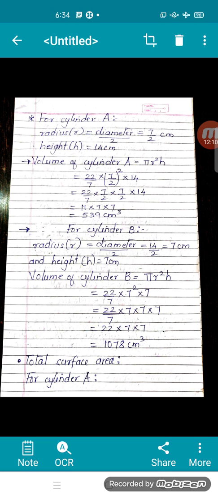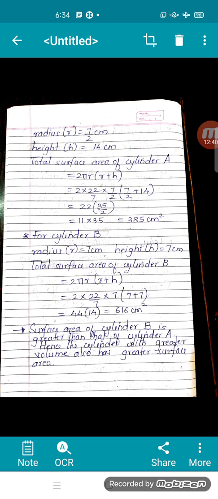For cylinder B, radius is equal to diameter upon 2, 14 upon 2 is equal to 7 centimeter, height is 7 centimeter. Volume of cylinder B, pi r square h, 1078 centimeter square. Now we find out total surface area of both. For cylinder A, TSA is 2 pi r bracket r plus h. So you get 385 centimeter square. For cylinder B, you get 616 centimeter square.